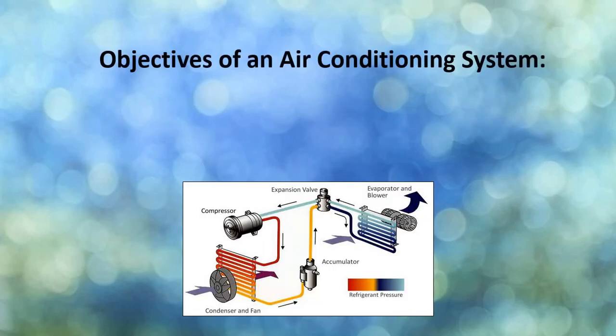Objectives of an air conditioning system: to determine the enthalpy, to determine the absolute humidity, and this figure shows the process of the air conditioning system.